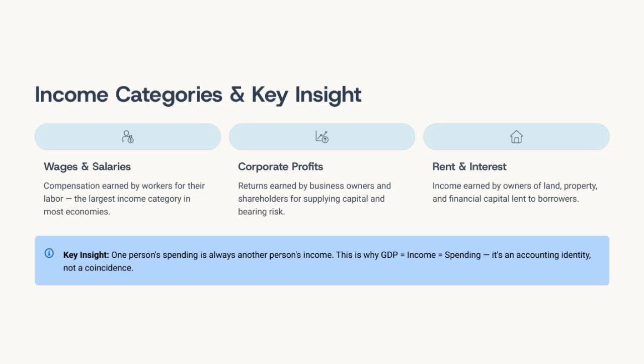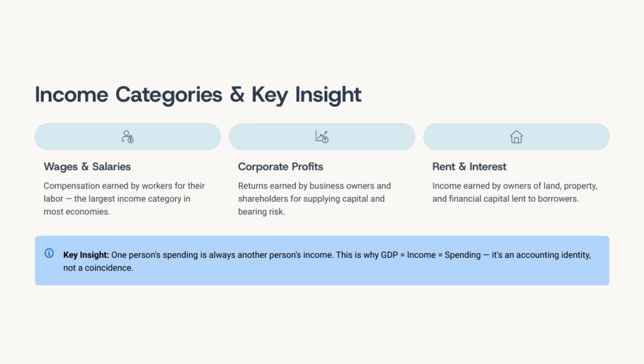So here's a key insight to keep in mind. One person's spending is always another person's income. This is fundamental because it explains why GDP, income, and spending are actually the same thing. It's an accounting identity, not just a coincidence. When we talk about income, it includes what owners of land, property, and financial capital earn from lending or renting out these assets. These are what we call rent and interest. Rent and interest are essentially returns for providing assets or capital to others.